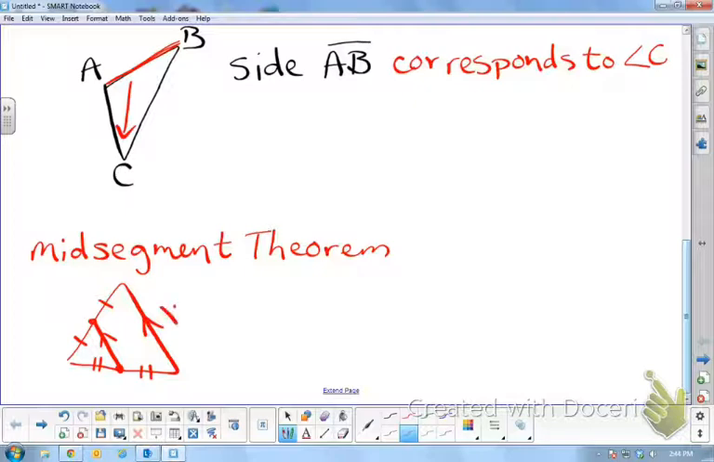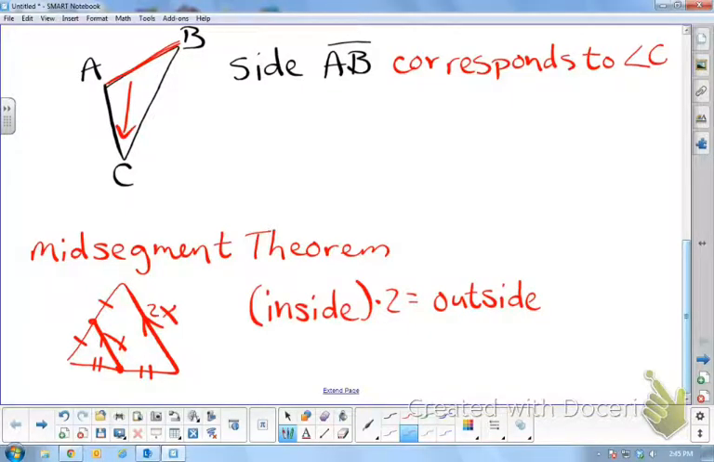So if the outside is x, the inside would be, let's actually make the inside x. The outside would be 2x. It's twice as big. So if the inside is 5, the outside would be 10. If the outside is 12, the inside would be 6. So usually with our mid-segment theorem, we came up with the formula. We take the inside times 2 to equal the outside. And that's our main formula we're going to use for the mid-segment theorem. Inside times 2 equals the outside.